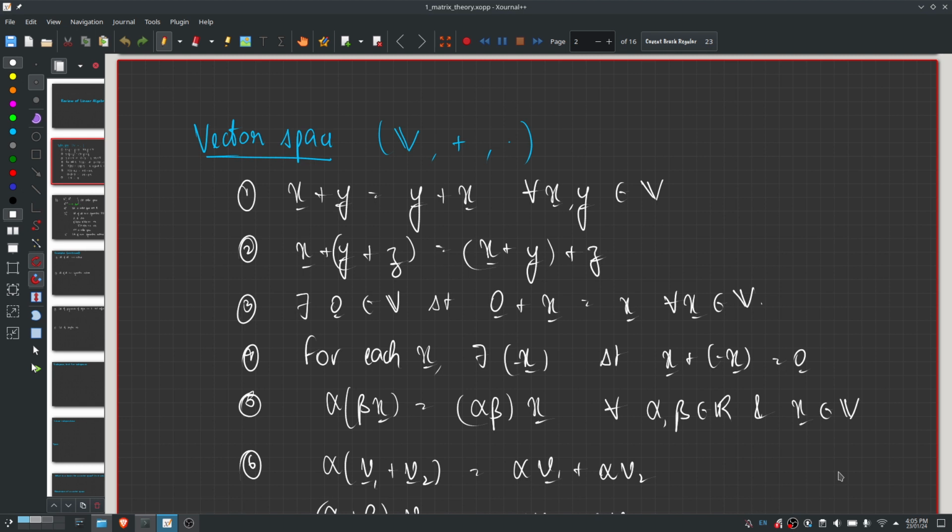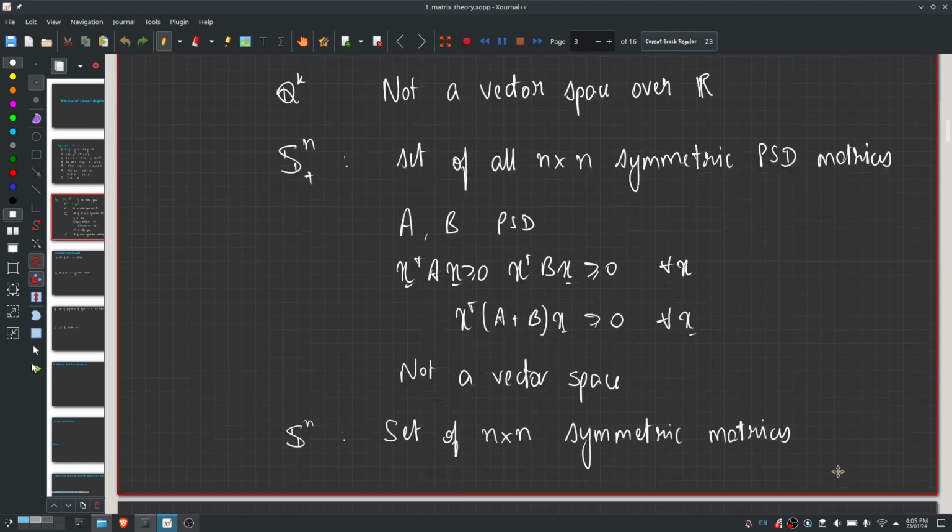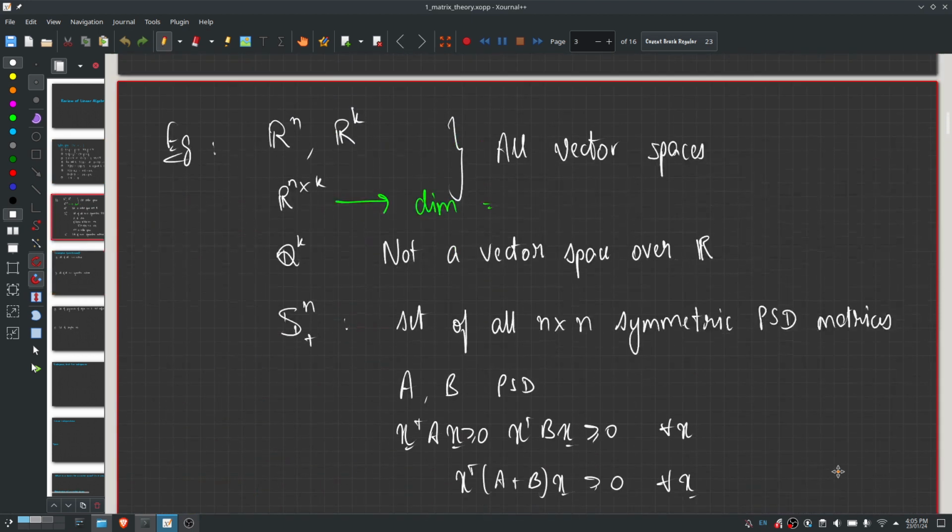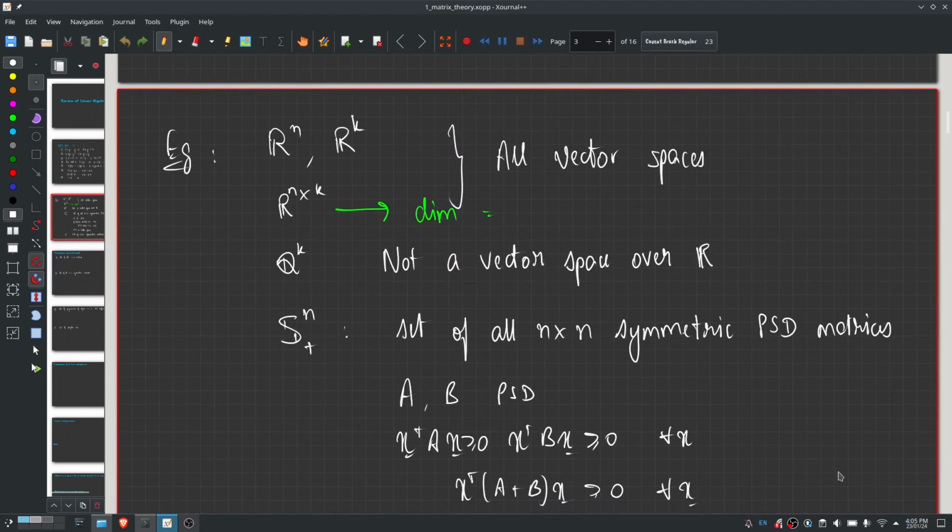Okay, so let's start. In the last class, we were reviewing some basics of linear algebra, where we just recalled the definition of a vector space, correct? And we were looking at some examples. So, of course, we know that R to the k is a vector space, and it has dimension k.